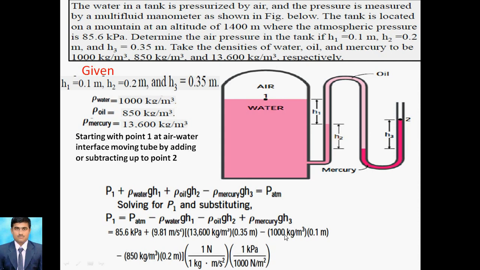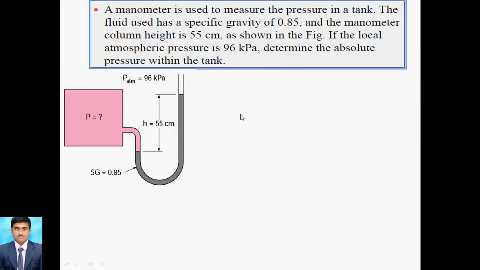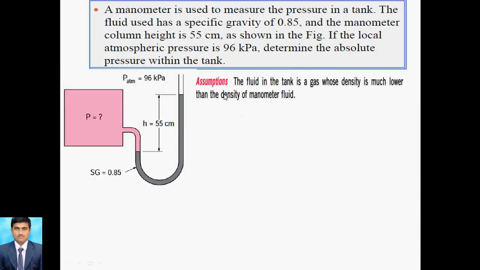So like this we can put the value over here, and then the final equation for Pb1 is equal to 130 kPa, that is kilopascal, 10 to the 3 Newton per meter square, or I can say 130 kPa. So this is the equation. Now we go for the next problem: a manometer is used to measure the pressure in a tank.